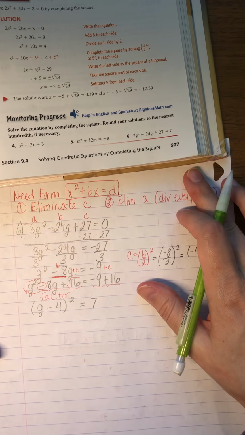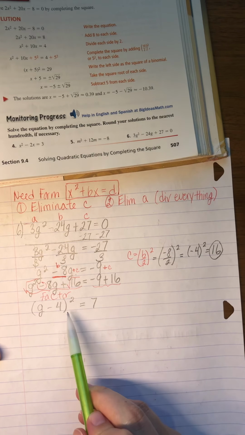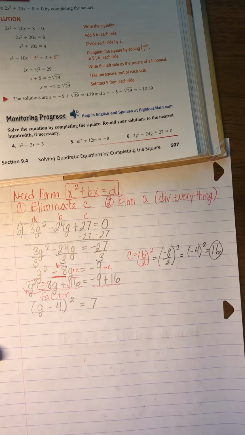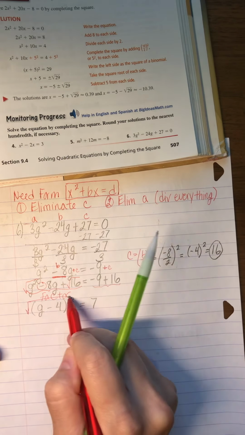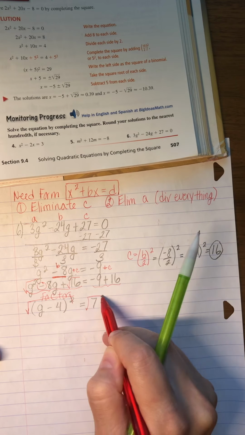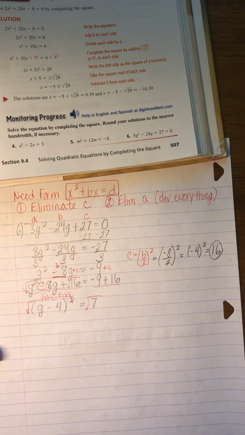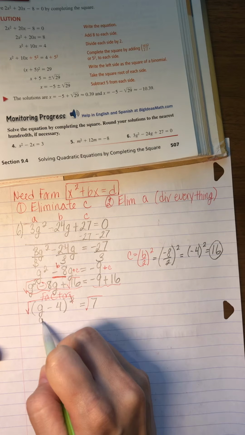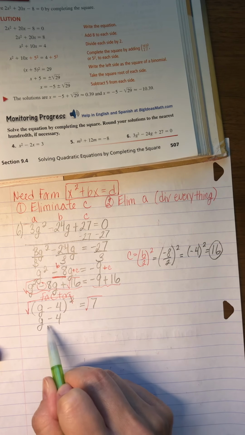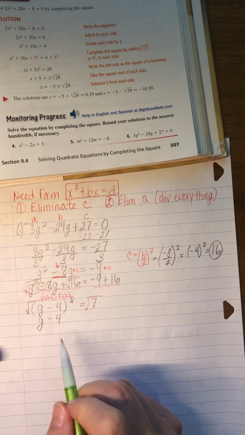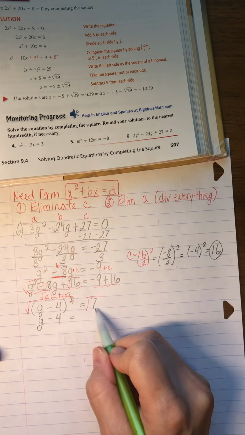Okay, now we're ready to actually solve for g. So in order to solve for g, I have to get rid of this square. In order to get rid of the square, I'm going to square root both sides to cancel out the square. Square root the left side and square root the right side. On the left side, all that happens is the square canceled out and I just am left with g minus 4. On the right side, 7 is not a perfect square.